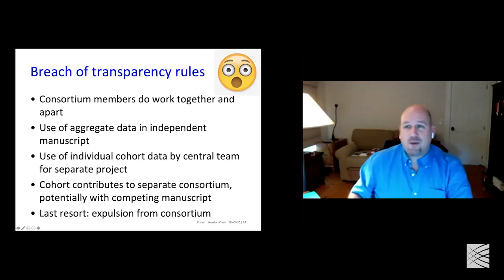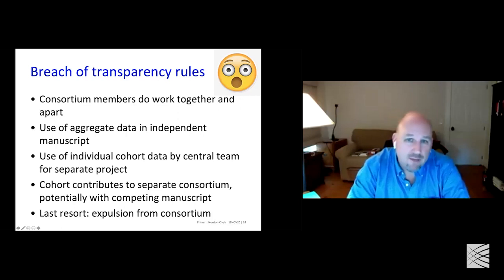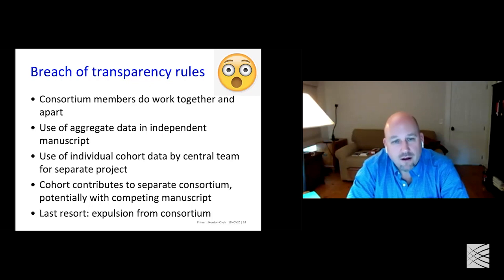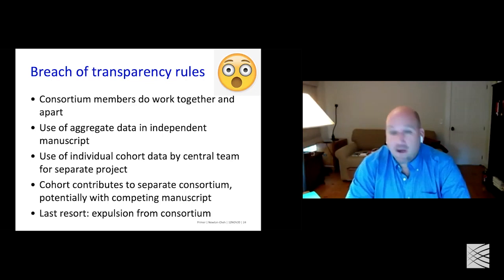And then there can be a breach of transparency rules. Consortium members do work together and they do work apart. So use of aggregate data in independent manuscripts really should be spelled out explicitly, and notification of the cohort of the consortium of work that's happening is important. Use of individual cohort data by a central team for a separate project is a definite no-no. So it may be that a cohort contributes data for a specific analysis. That doesn't mean necessarily, depending on the terms of the consortium, that they're agreeing that it could be used for other projects that are not explicitly approved.